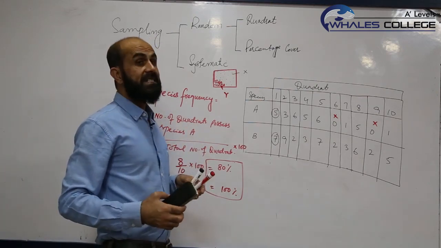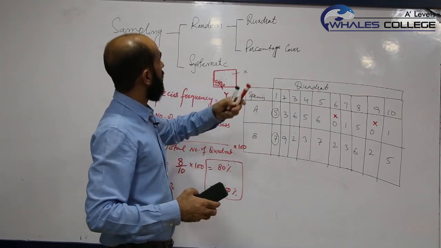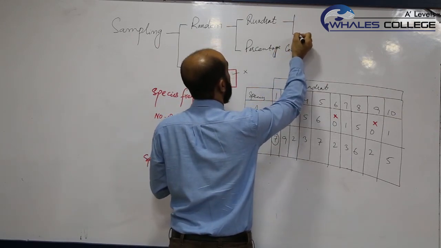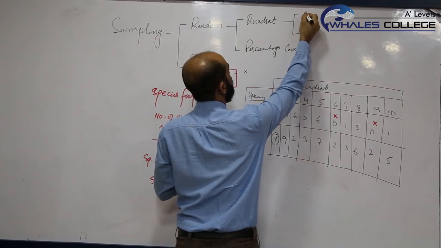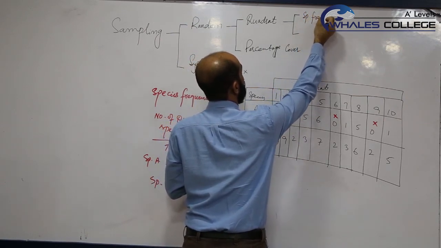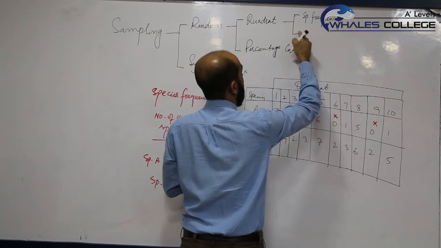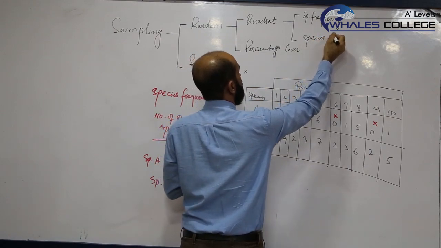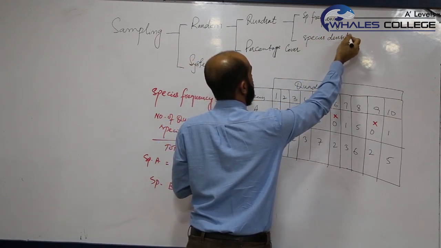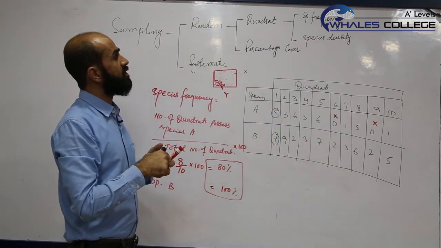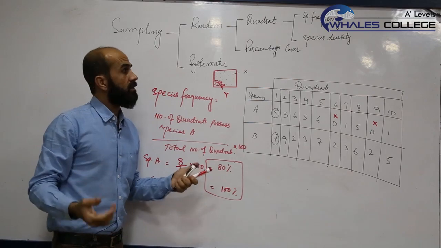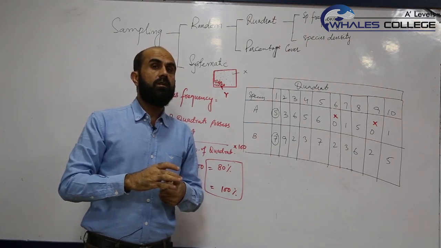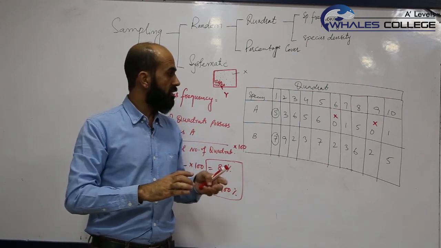Now what about the species density? When we calculate in the quadrate method, we have two important things. One we have done, the species frequency, and the other one which we are going to calculate now is the species density. We have calculated species frequency, and I told you about it. Now what is species density? Species density basically depends upon the total abundance of organisms in each species.